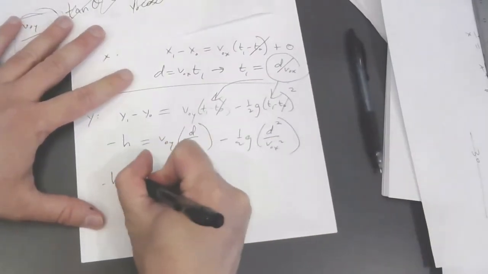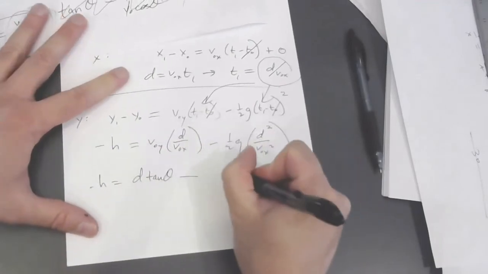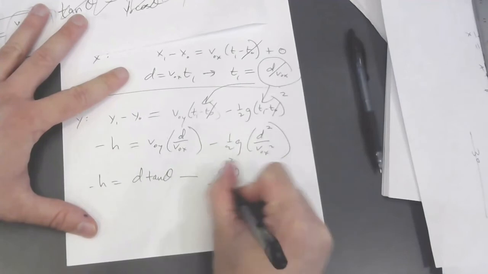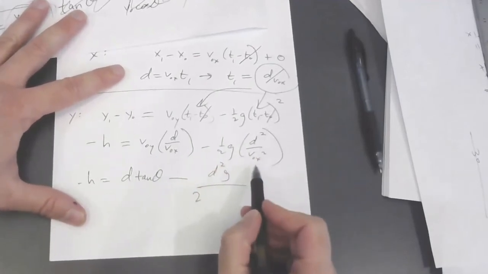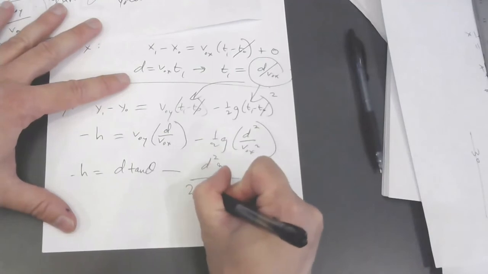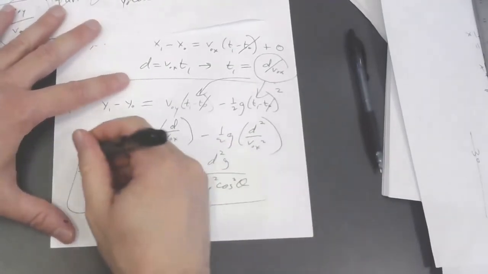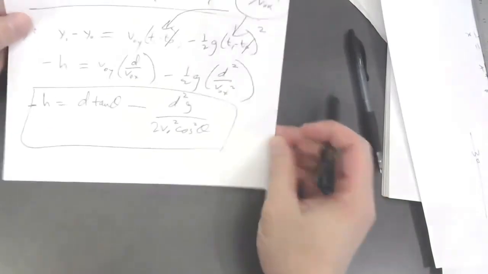I've got negative h equals d tan theta minus, I've got a d squared times g, and downstairs is a 2. And unfortunately, this time, there's no nice cancellation. It is v0 squared cos squared theta. That's a minus sign right there. And we are solving for theta. Ugh. Yeesh.